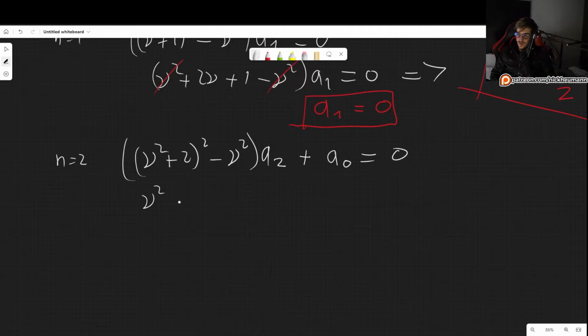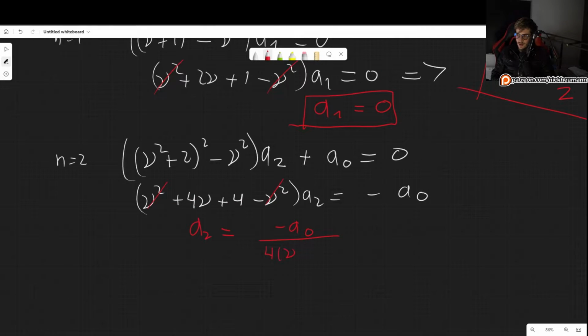So we get (nu squared plus 4 nu plus 4 minus nu squared), all of this times a2, equal to minus a0. So the nu squares cancel out, and here we get that a2 is equal to minus a0 divided by 4 nu plus 4. So let's write it as 4 times (nu plus 1). Okay.